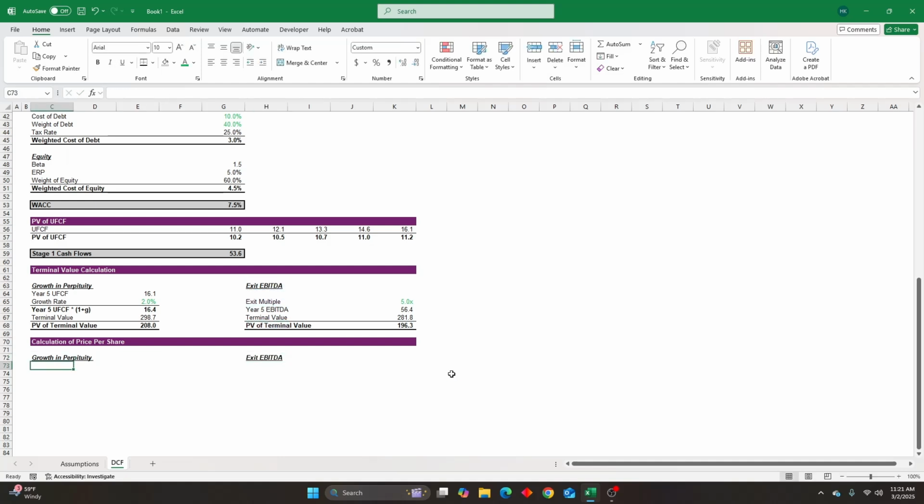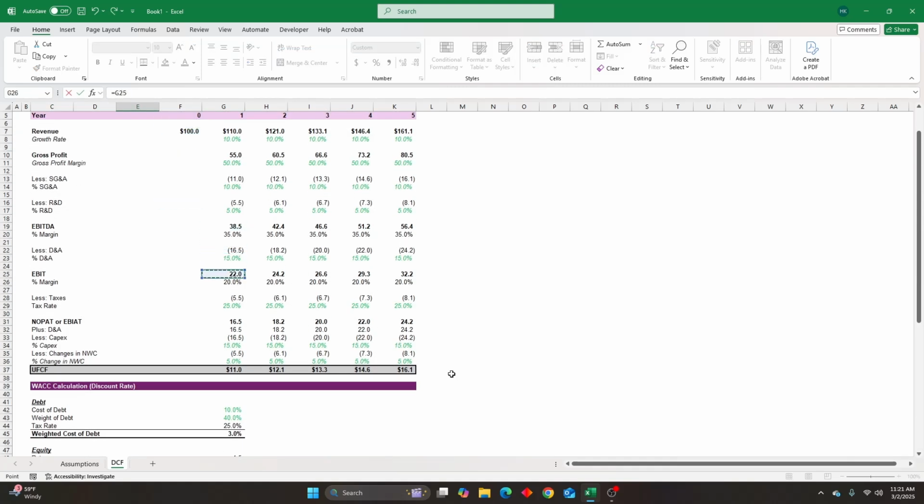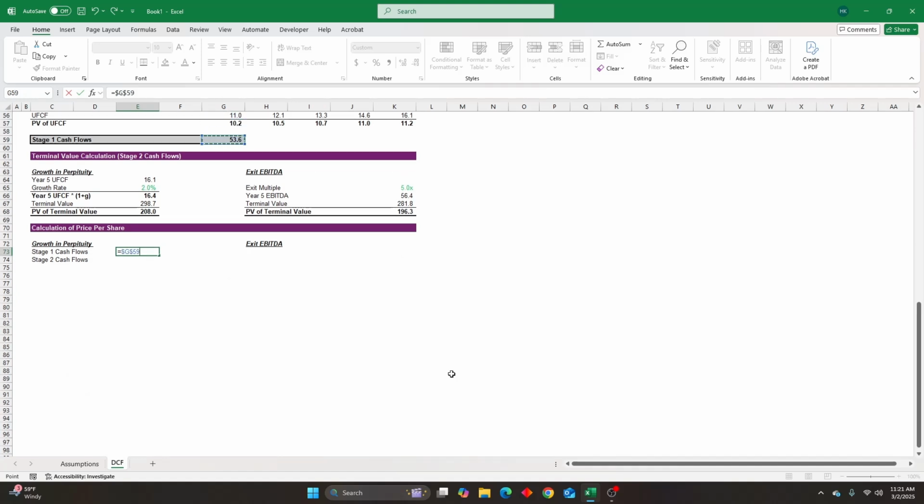So starting with our growth in perpetuity, we're going to take our stage 1 cash flow and then our terminal value, or I guess I'll call it present value of terminal value. I'm just going to call this stage 2 cash flows. Typically you'll see terminal values called your stage 2 cash flows, and your stage 1 cash flows are the earlier ones. So we'll start here with our stage 1 cash flows, which is going to be equal to our stage 1 cash flows, like that. Our stage 2 cash flows are going to be equal to this 208. And then the result of this is going to be our enterprise value.